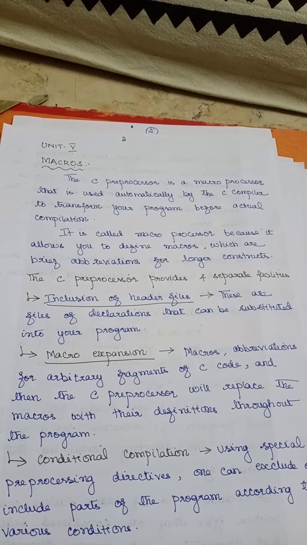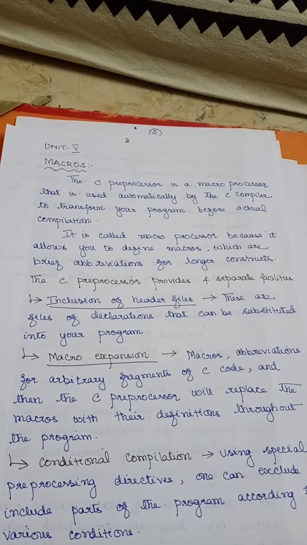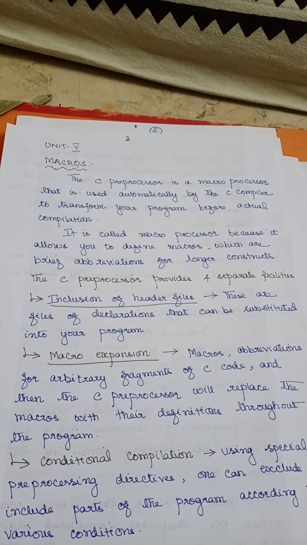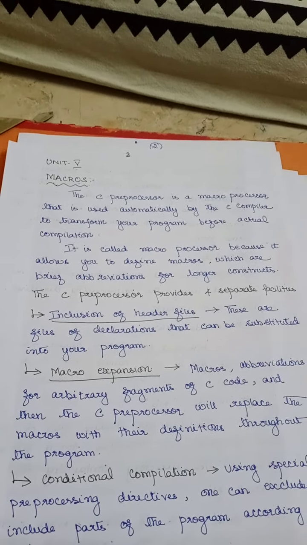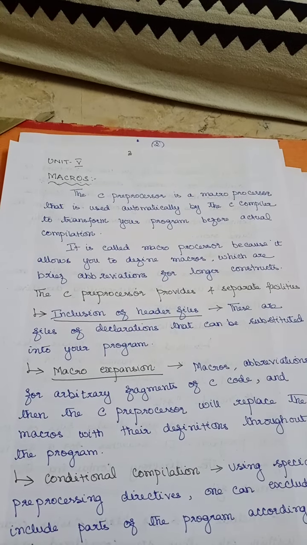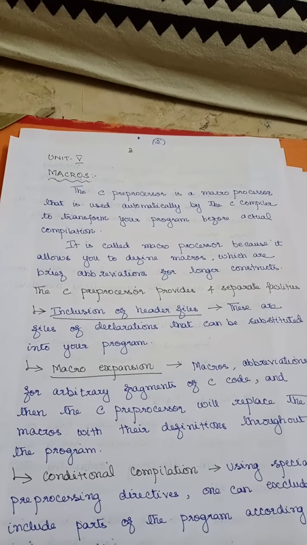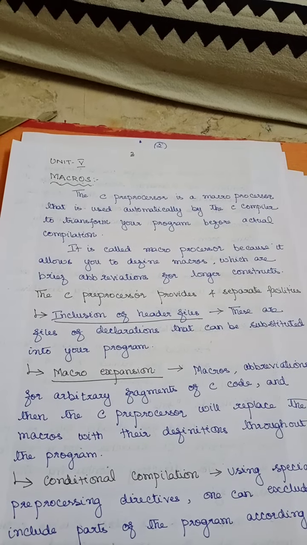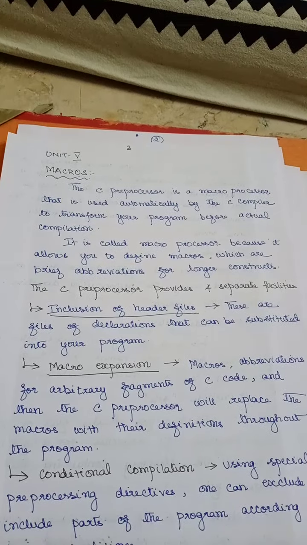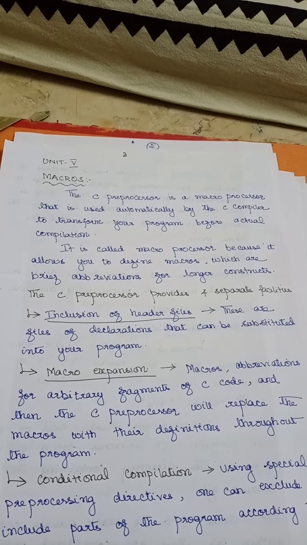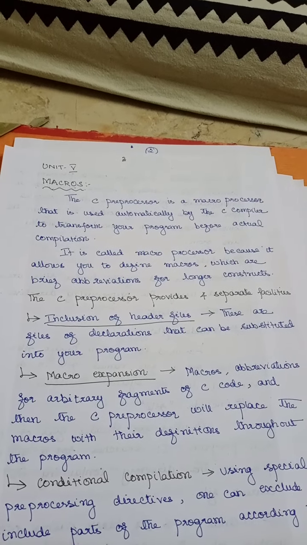A macro is nothing but a C preprocessor, which is a macro processor. It is used automatically by the C compiler to transform your program before actual compilation, right? So before your compilation, the program will undergo some modifications, either to include some files or to include a part of a code or to go for an expansion of a particular word or a statement. Since it is done before compilation, you call that pre-processing.